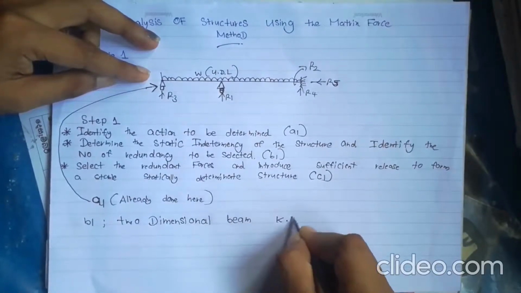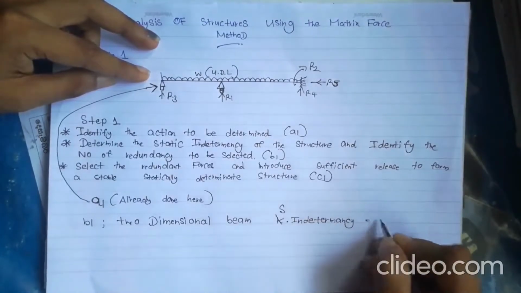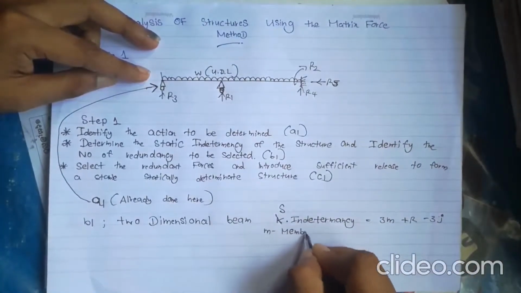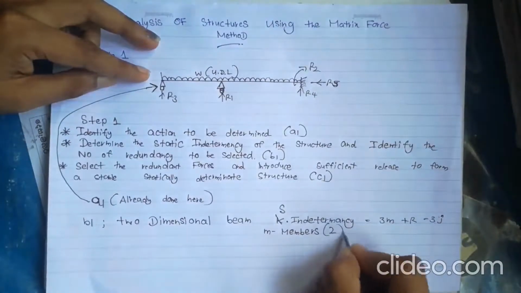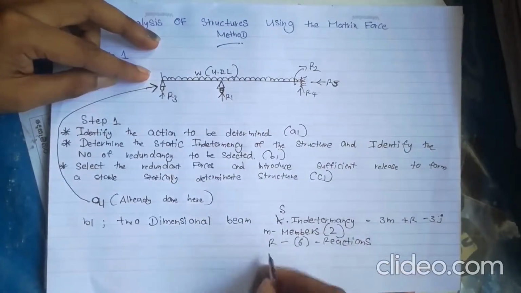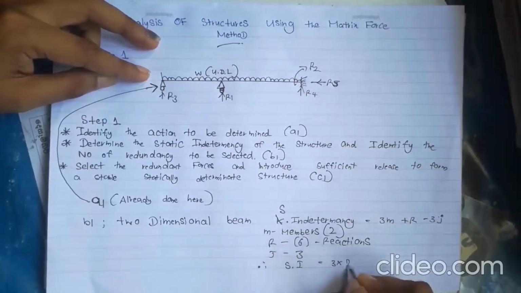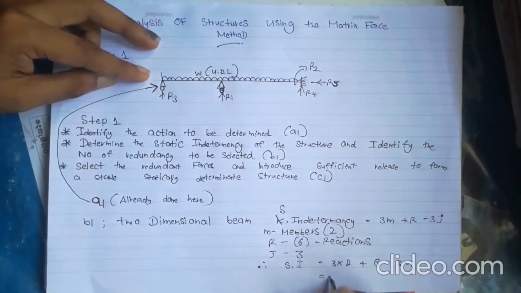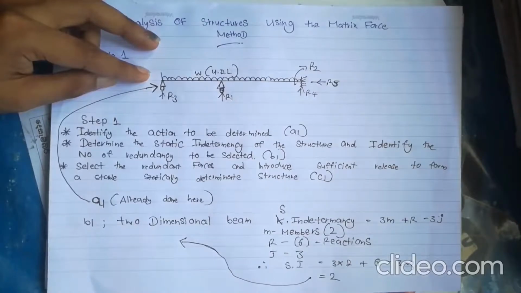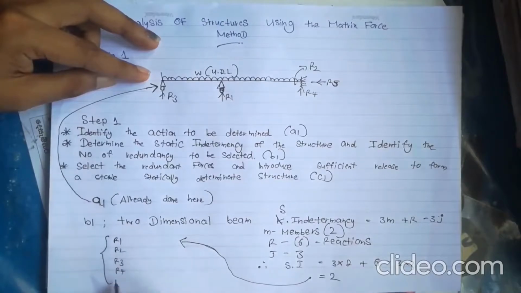The static indeterminacy of a two-dimensional beam is given by 3m plus r minus 3j. m is for members, here it is 2, which separate at the center. r is for reactions, and we have 6 here. j is for joints, 3 joints. So the static indeterminacy is 2, which gives us the number of redundants also 2, which I am representing in a matrix.